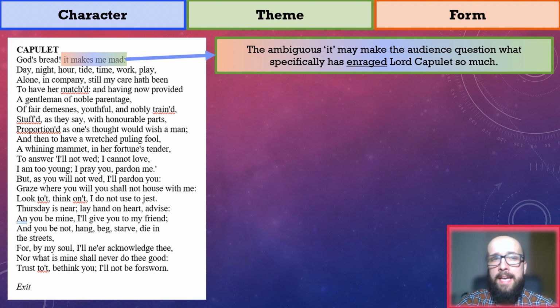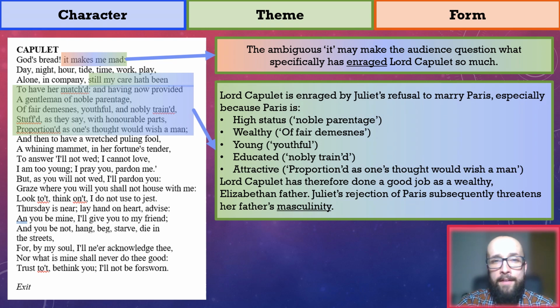Now of course we know that his rage is because Juliet will not marry Paris, but Lord Capulet's subsequent dialogue provides more specific details about why this has annoyed him. Lord Capulet suggests that Paris is high status, wealthy, young, educated and attractive, all of which means that Lord Capulet has in fact done a pretty good job as a high status Elizabethan father. He has not just arranged to marry Juliet off to any old bloke, but to someone who is actually quite a catch, which makes Juliet's refusal all the more disrespectful.